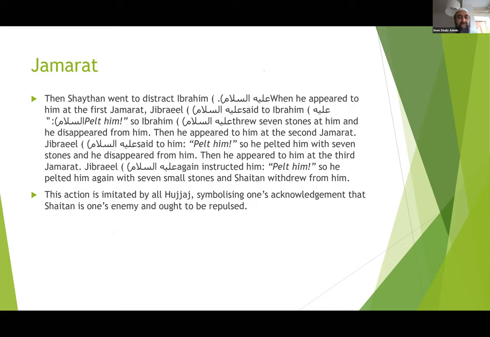And this action is imitated by the Hujjaj. That's the plural for the people who are doing Hajj. So we say Haji and the plural is the Hujjaj, symbolizing the acknowledgement that shaitan is an enemy and ought to be repulsed. So these are the Jamarat. And inshallah, when you get a chance to do Hajj, you will see all of that, inshallah. I think we'll stop there.